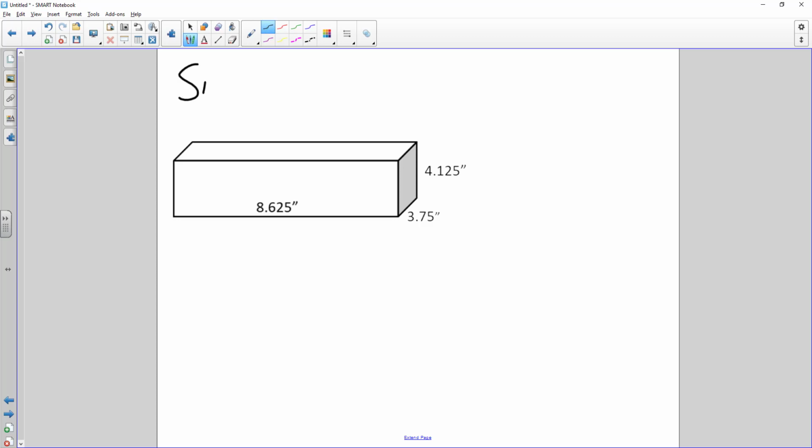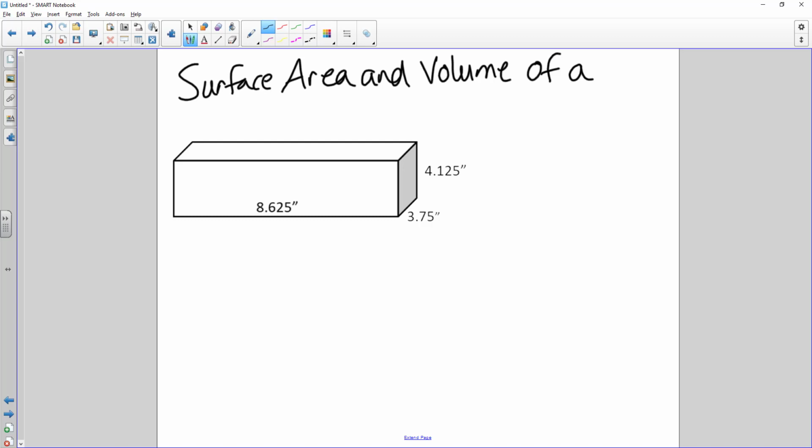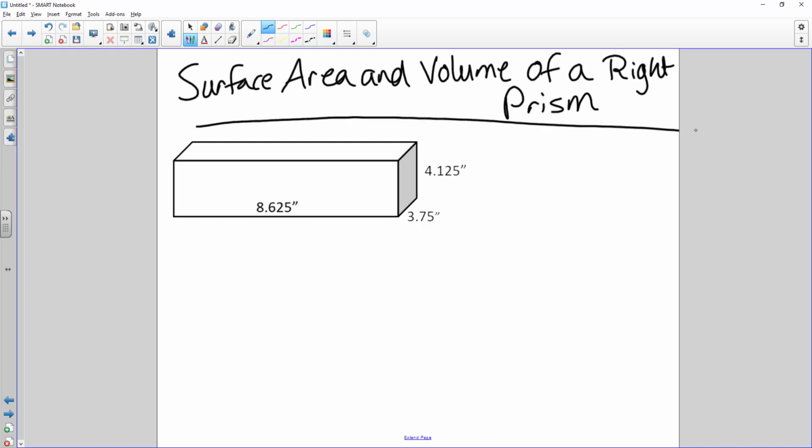So, surface area and volume of a right prism. Right prism. In this case, the example I have up here, you can call it a box. It's a right rectangular prism.